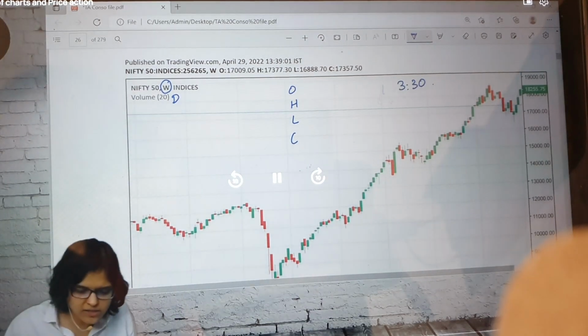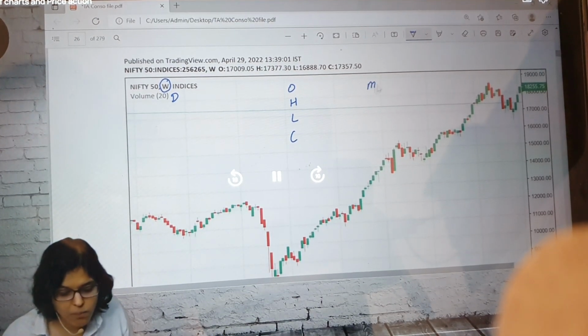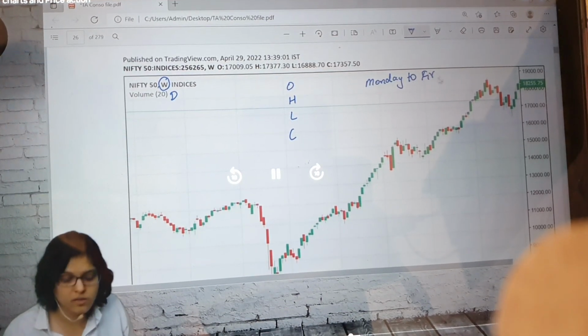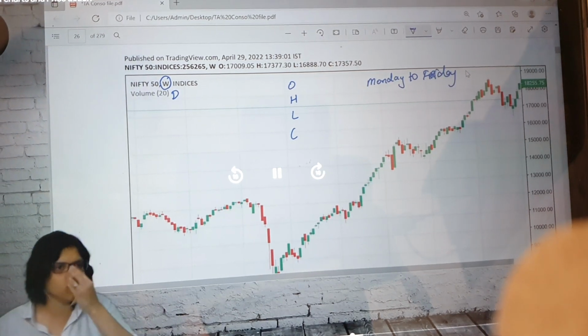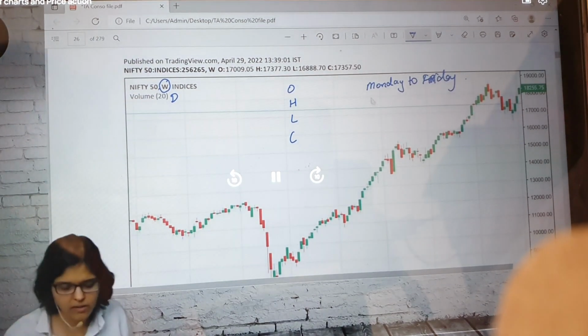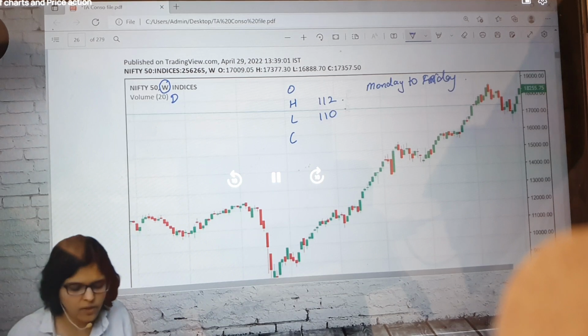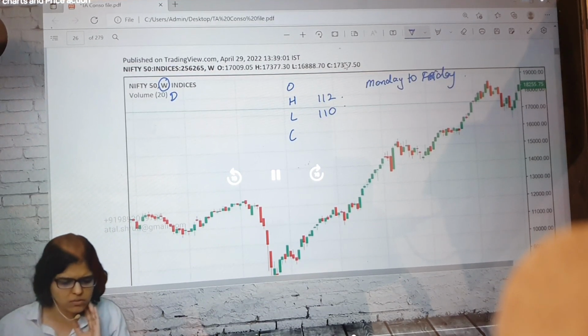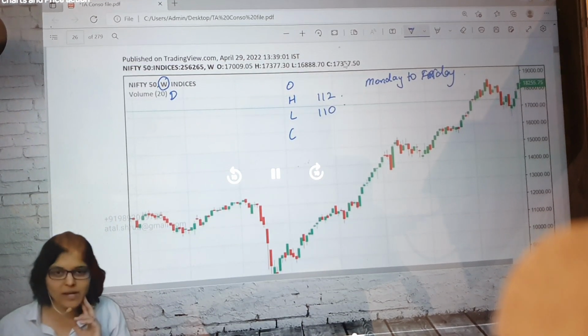Is this okay? Instead of 9:15 to 3:30, I say from Monday to Friday. This is the time frame that I'm taking. From Monday to Friday. Saturday, Sunday the market is closed. Correct? From Monday to Friday, the highest point that I saw was, let us say, 112. Lowest point was 110. What will be open and close?